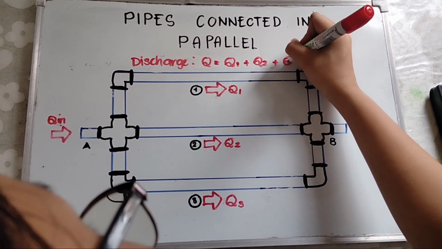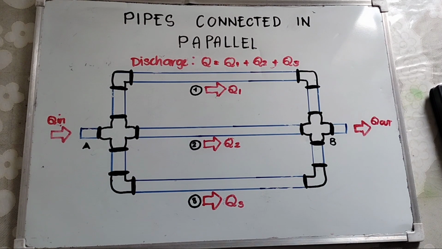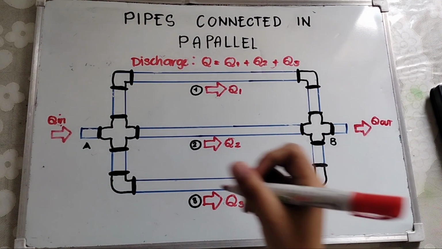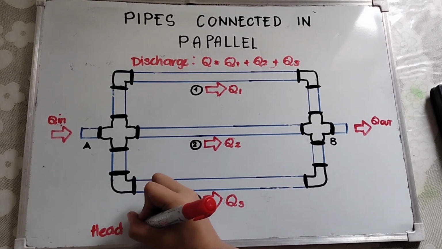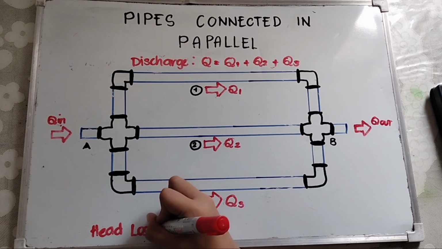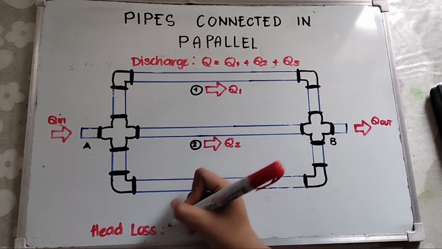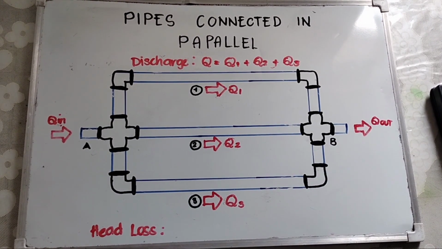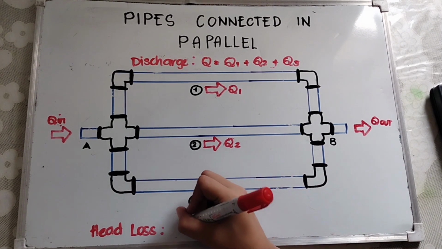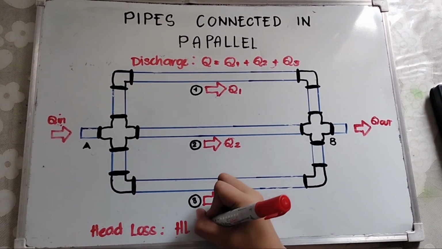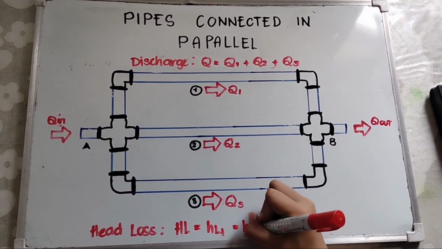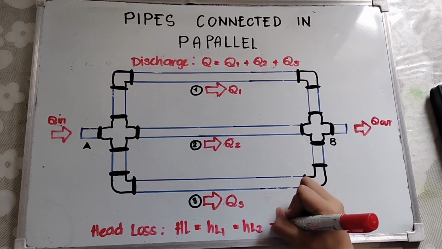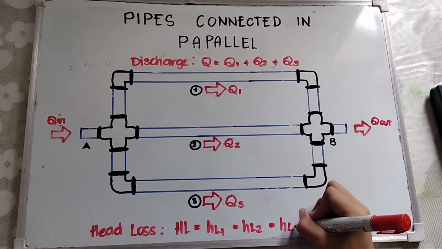We can also come up with an equation in which the total discharge is equal to the discharge at pipe 1 plus discharge at pipe 2 plus discharge at pipe 3. Or simply, the total discharge is equal to the sum of the discharge in all of the pipes. Now for head loss, our head losses are equal in all pipes. So we can say that the head loss at pipe 1 is equal to the head loss at pipe 2 and also equal to the head loss at pipe 3.